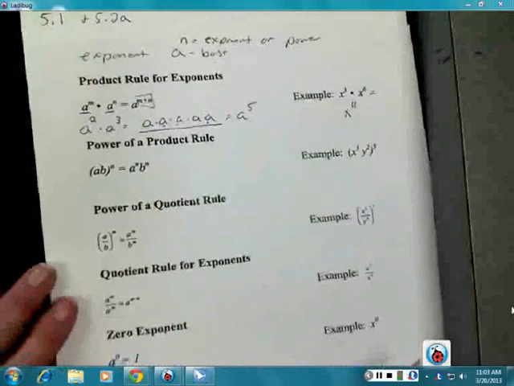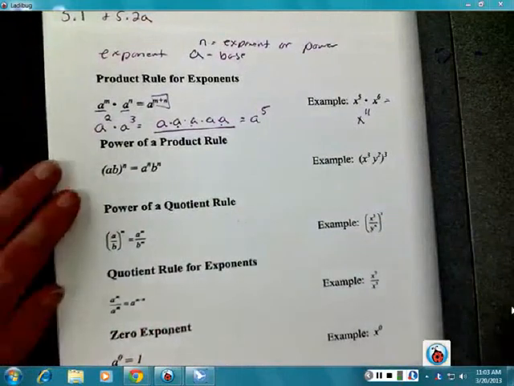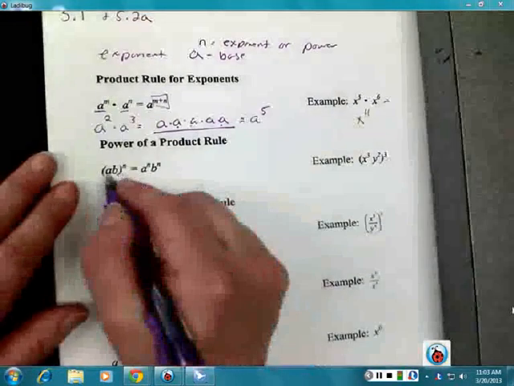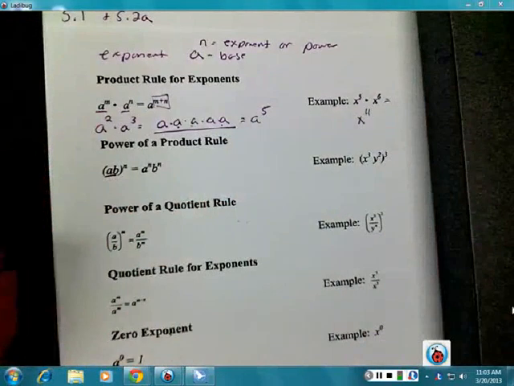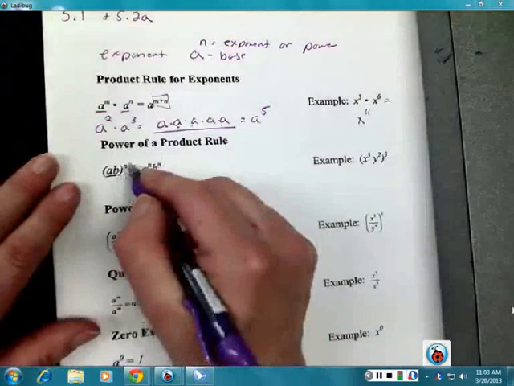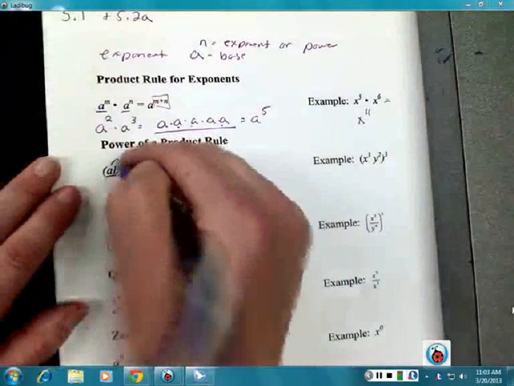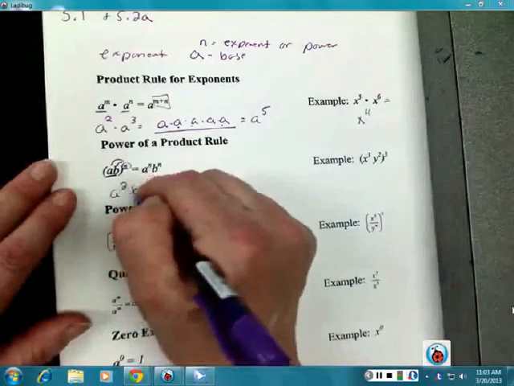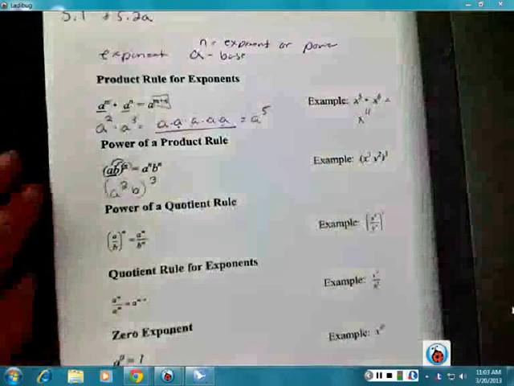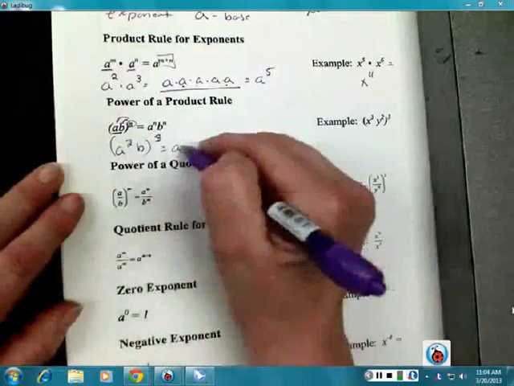The next one is the power of a product rule. A power of a product rule means that if I do not have like bases, notice a and b are different, but it's raised to a power on the outside, that means I can distribute that exponent by the exponents. So if I had a squared b raised to the third power, this would mean I could take 3 times 2 and end up with a to the 6th.